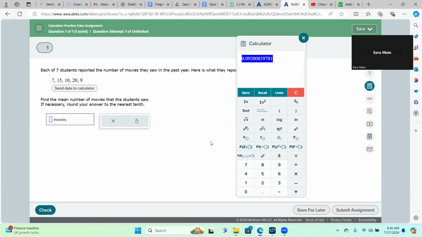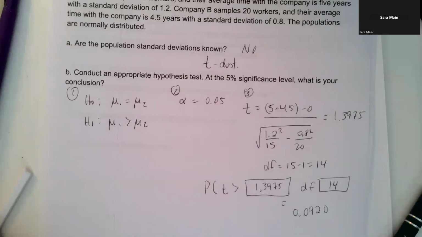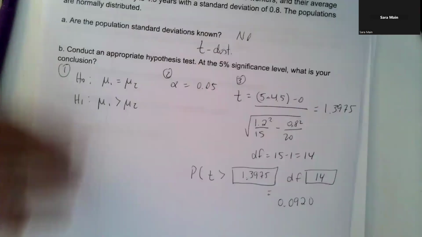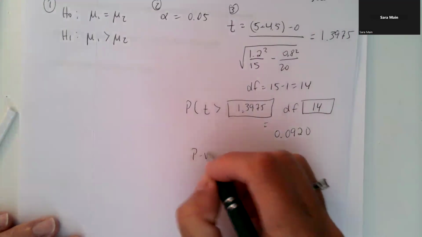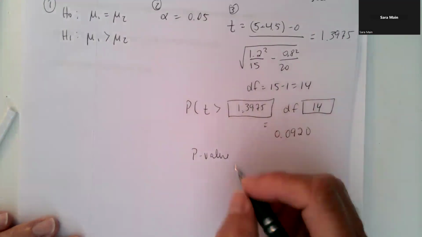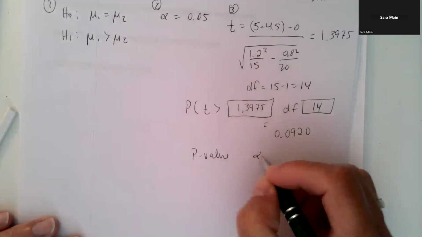Which is 0.0920. And I'm going back to my paper, and you can see that's my p-value. So remember that we can either do our test statistic or the p-value compared to alpha.